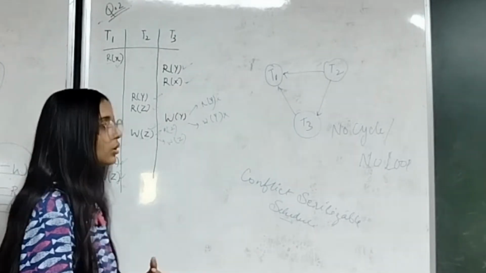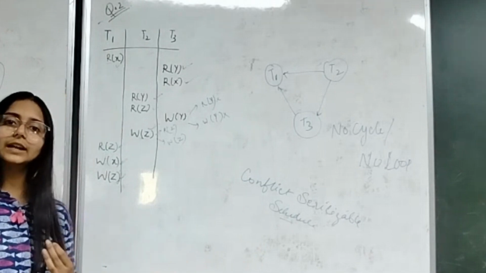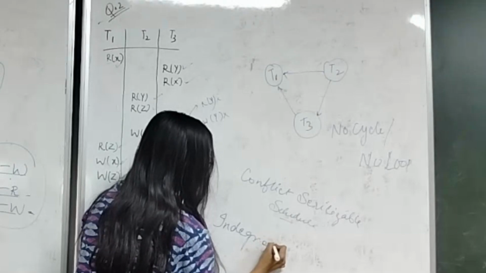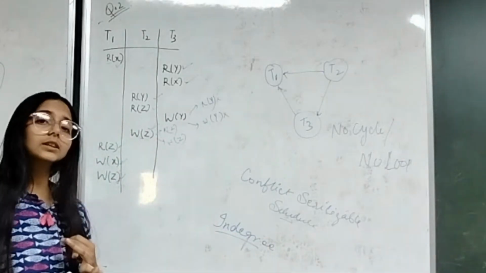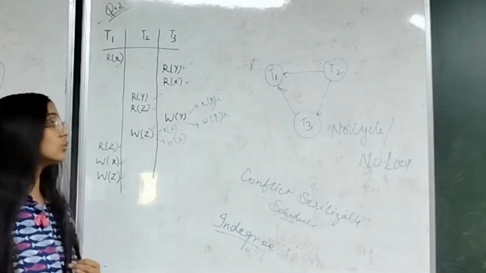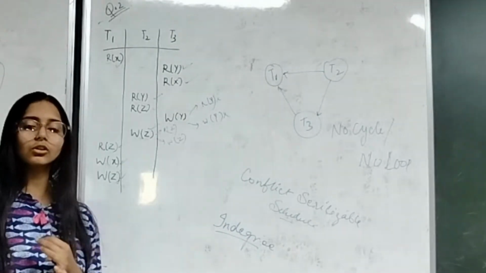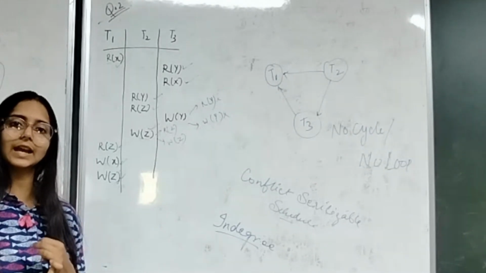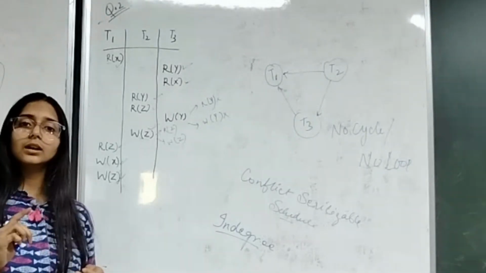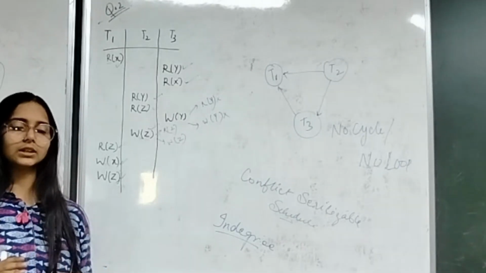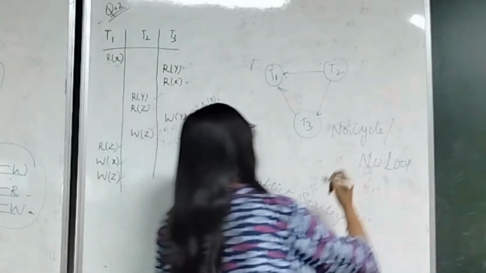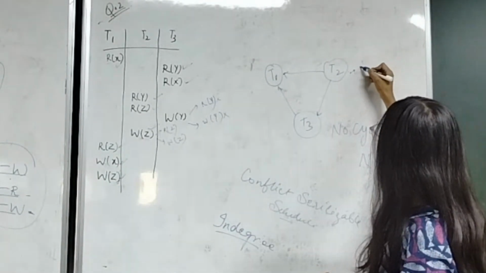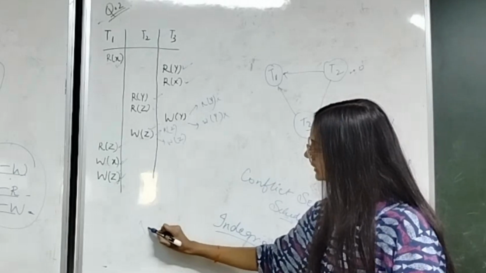To find that, we'll look at our precedence graph and we'll find the in degree. What is in degree? In degree is the count of the number of incoming edges towards the node. We have three nodes, and we'll look for the node with in degree 0, and remove all those nodes with in degree 0. Let's check. Here for transaction T2, there is no incoming edge. Thus, its in degree is 0, and we'll first go with transaction T2.